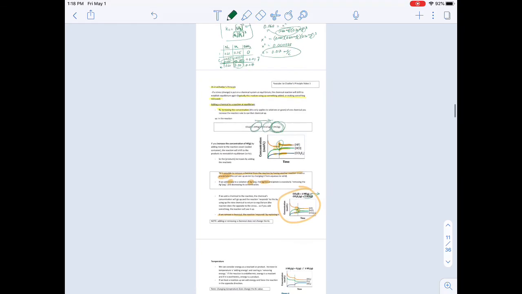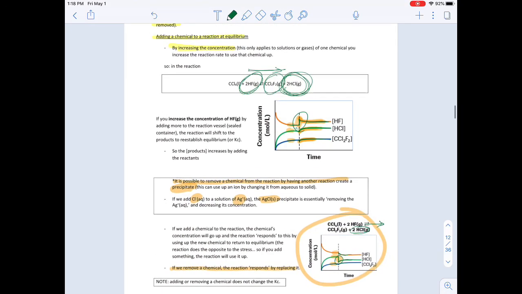That's the essential concept behind Le Chatelier's principle. We're going to apply this concept to temperature in the next video.